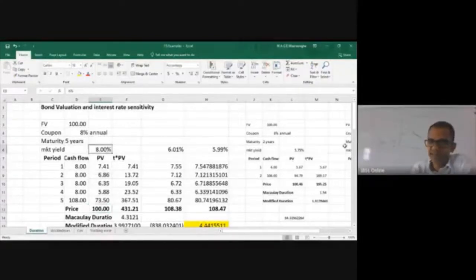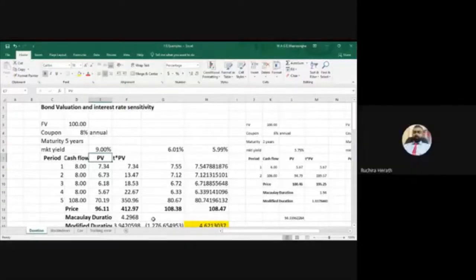So another thing is, depending on this relationship, you can also check whether there's any mistake. If the yield is lower than the coupon rate, you know the price is higher than the face value. If the coupon rate is less than the market yield, the price is less than the face value.